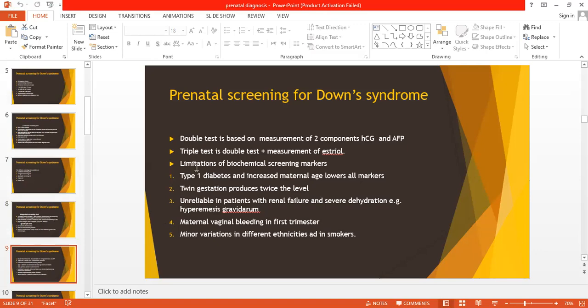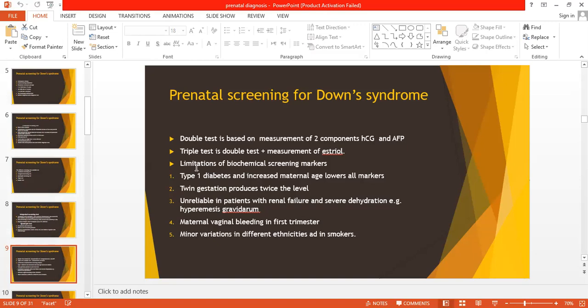What are the limitations of the biochemical screening markers? There are some limitations to the screening with biochemical markers. They are found to be lowered in type 1 diabetes and increased maternal age. Twin gestation will produce twice the level of these biochemical markers. And if there is twin gestation, you need to report it to your lab so that necessary adjustment should be made. Then it is unreliable in patients with renal failure and severe dehydration.